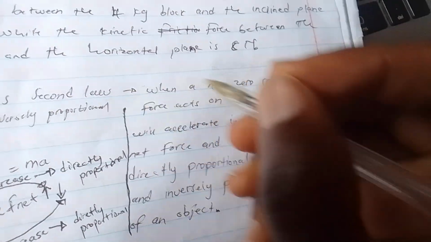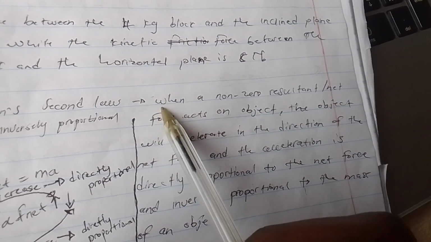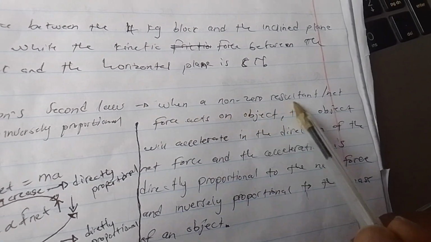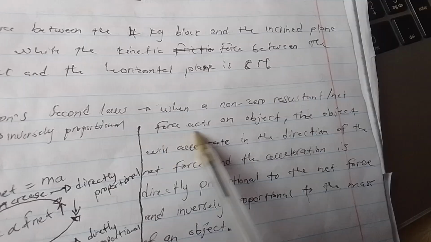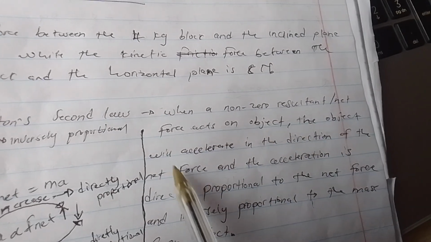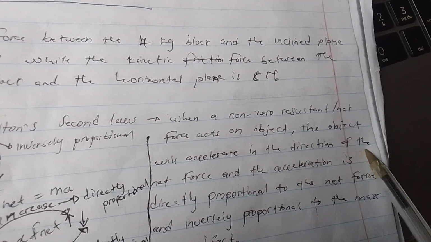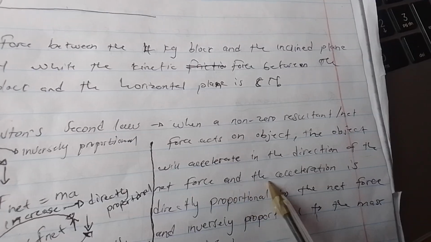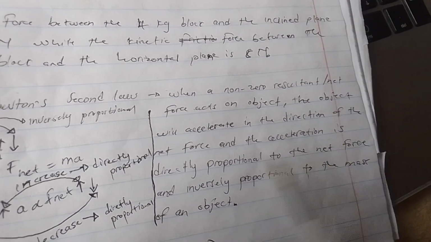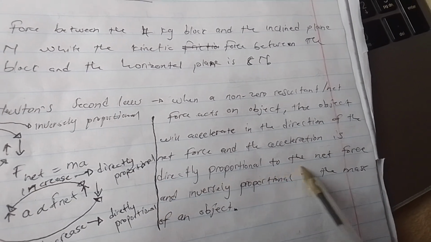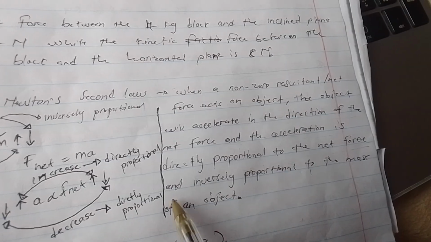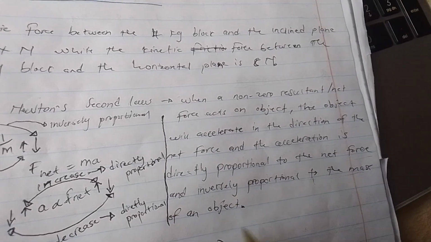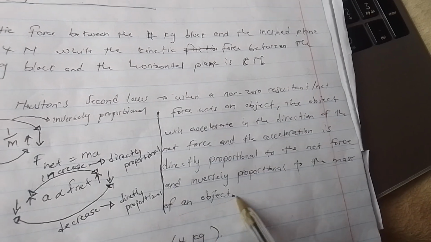Okay, let's start. When a non-zero resultant or net force acts on an object, the object will accelerate in the direction of the net force, and the acceleration is directly proportional to the net force and inversely proportional to the mass of an object.